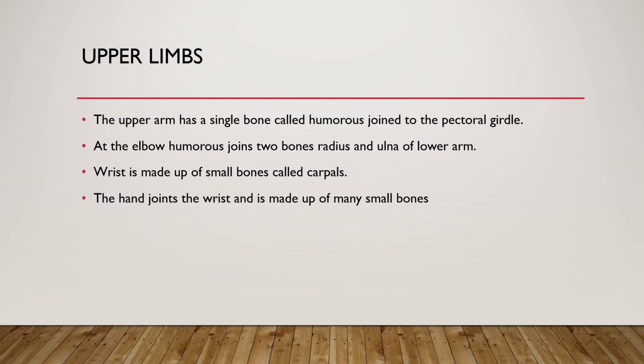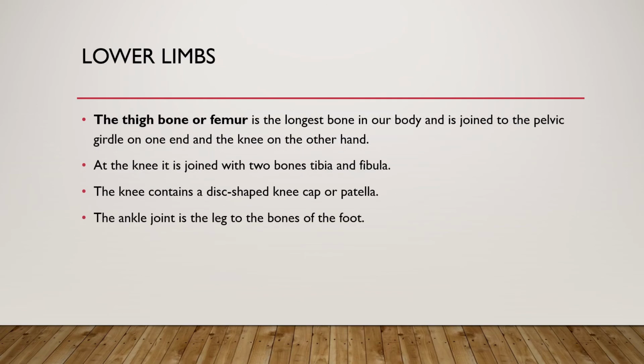Then comes our wrist. It is made up of small bones, and these bones are known as carpals. The hand joins the wrist and it is made up of many bones. Then we have lower limbs. Again, in the case of lower limbs, we have a long bone which is known as thigh bone or femur, which is the longest bone of our body. It is joined to the pelvic girdle on one end and knee on the other. Then at the knee, it is joined with two bones.